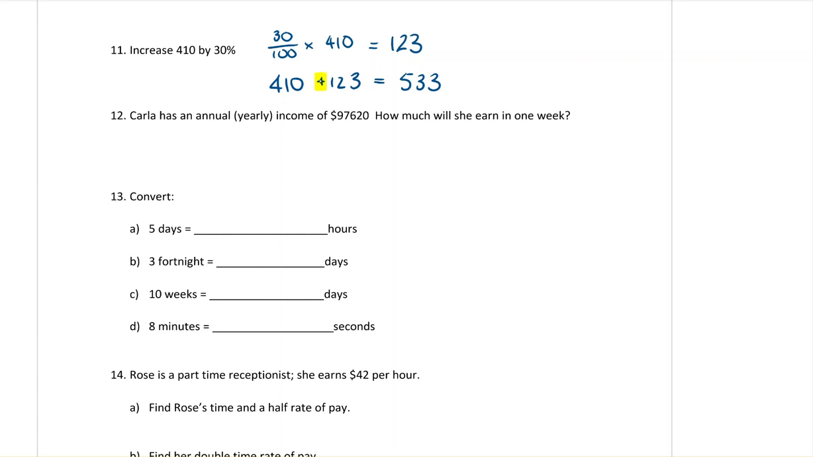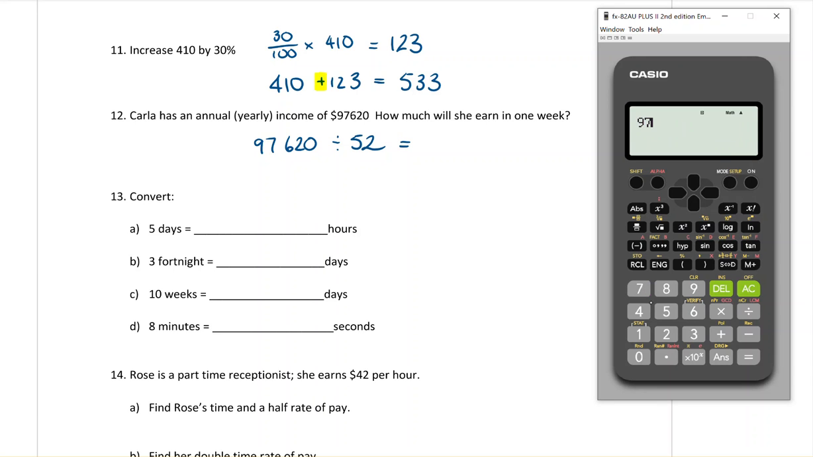Question 12. Carla has an annual, so annual means yearly, income of $97,620. How much will she earn in a week? If I want to go from something in years to something in weeks, I need to know how many weeks are in a year, which is 52. Now I want to divide up that 97,620. I want to divide it into the 52 weeks.